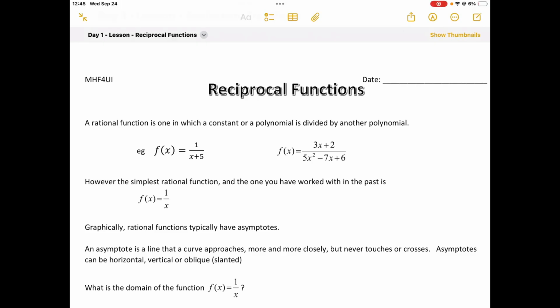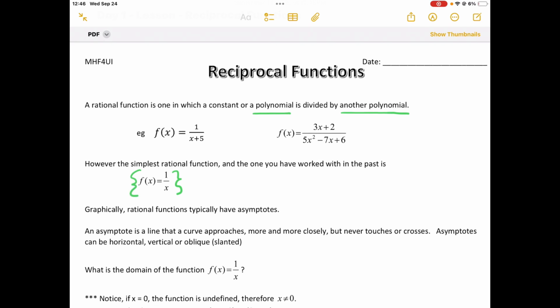In this video, we're talking about a different type of function. They're called reciprocal functions, where a constant or polynomial is divided by another polynomial. So here we're starting to introduce fractions. The simplest rational function that we have taken a look at in the past is y equals 1 over x, or f of x is equal to 1 over x.